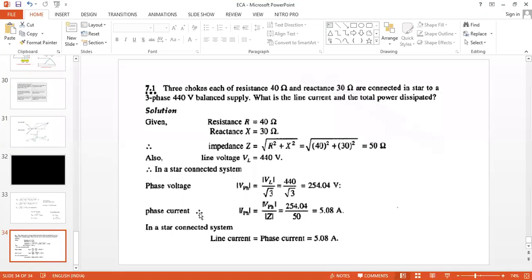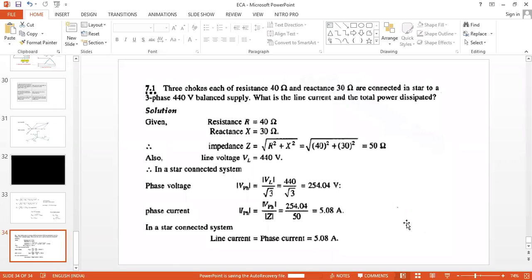Phase current we require. So the current formula: I is equal to V by Z. Phase current means phase voltage by Z, not line voltage by Z. So phase current equals phase voltage by Z. You are going to get this one. In a star connected system, line current equals phase current. This is the answer. So if they are asking a problem, it is direct formula substitution only.